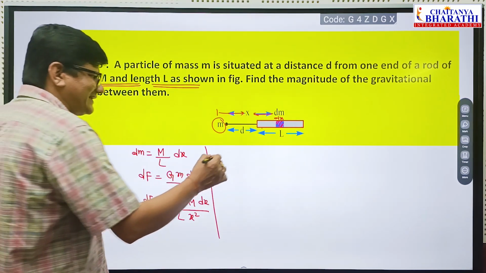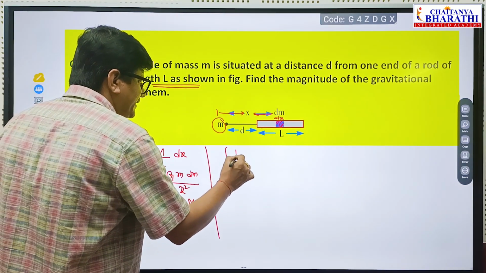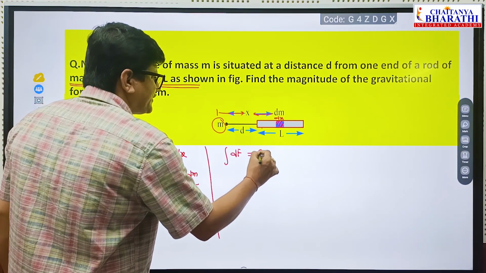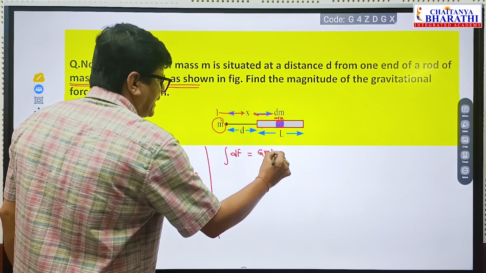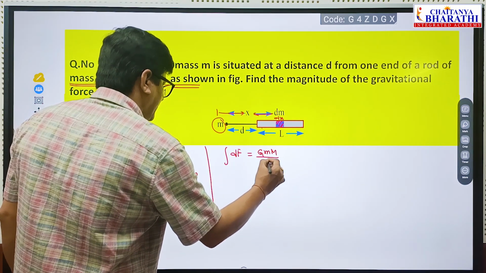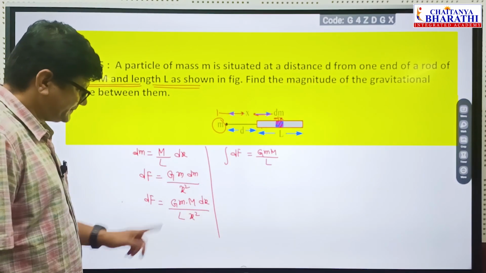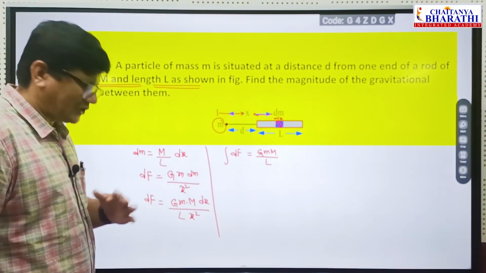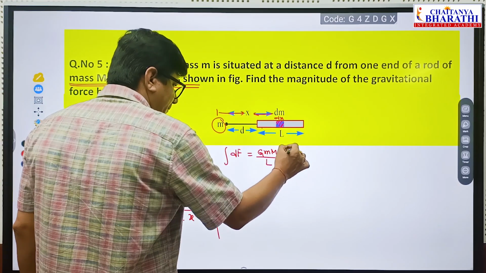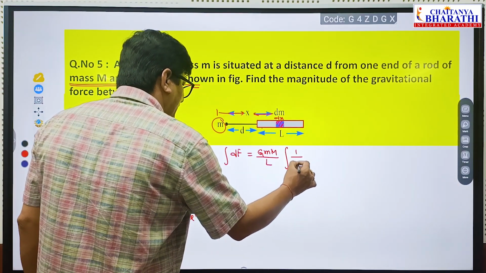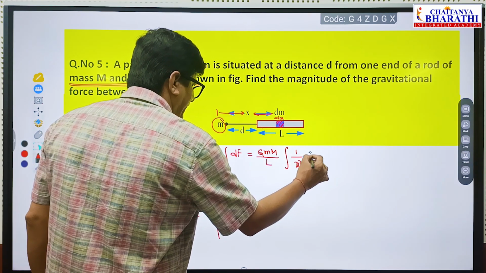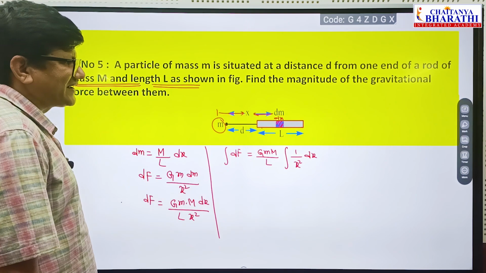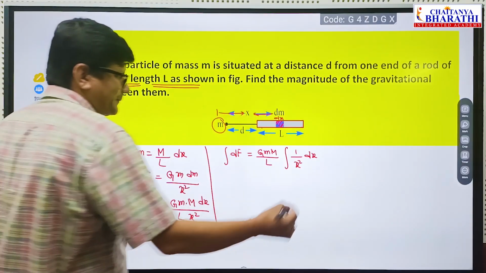So we integrate this: integral of dF equals G small m capital M by L, which remains constant. Small m, capital G, capital L remain constant. So it is a simple integral of 1 by x square dx. Integral of 1 by x square dx.